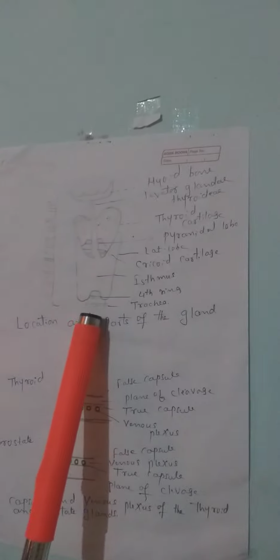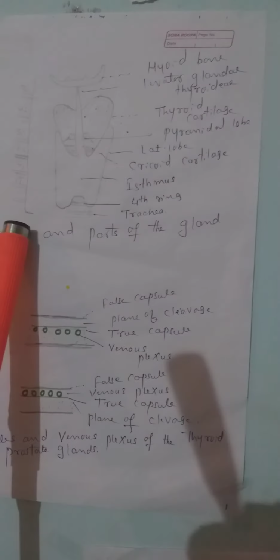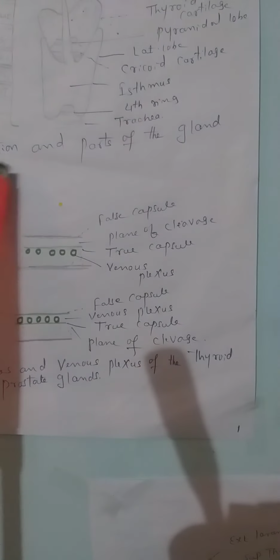The isthmus connects these two lobes, and it lies at the 4th and 5th tracheal rings. You can see here the 3rd cervical, 4th cervical, 5th and 6th, 7th cervical vertebrae. Cervical vertebrae can be seen here, and the last is the thoracic vertebra. That is the location. Now the false capsule.